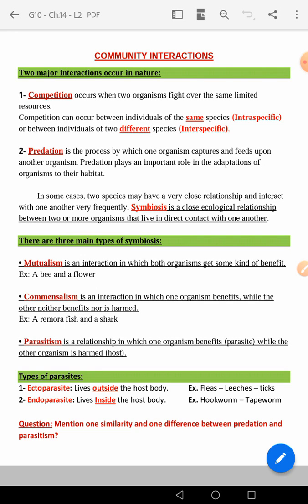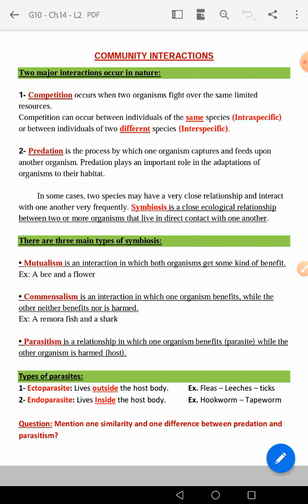And we have the second type of interactions, named symbiosis. Symbiosis has three types of relationships. Number one, mutualism. In this type, both of them get benefit from each other, for example, a bee and a flower. The second type, commensalism. In this type of relationship, one gets benefit and the other one neither gets benefit nor harm. The example is a remora fish and a shark. The last type of symbiosis is parasitism, which is a relationship in which one organism benefits while the other one is harmed.